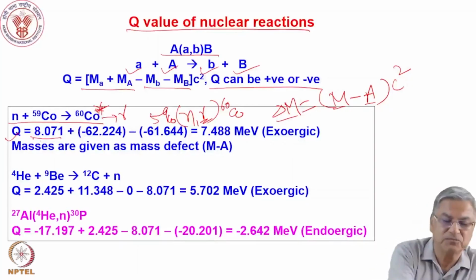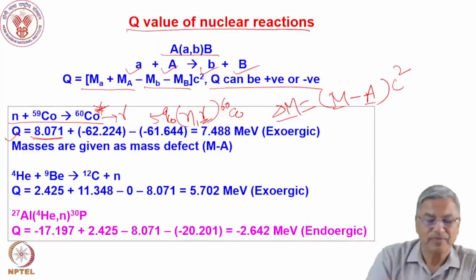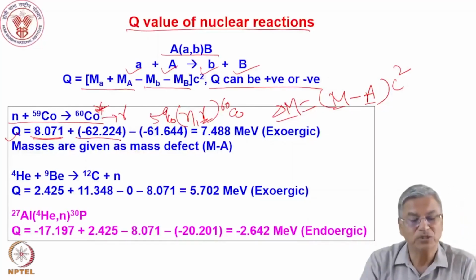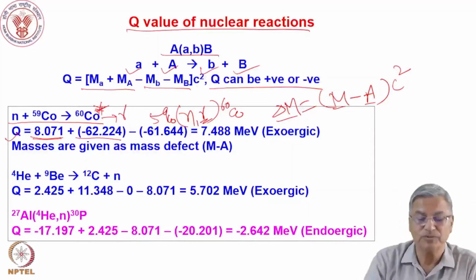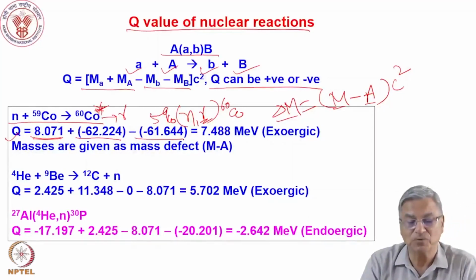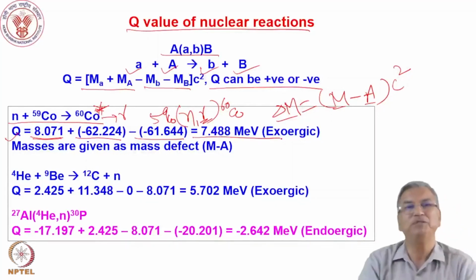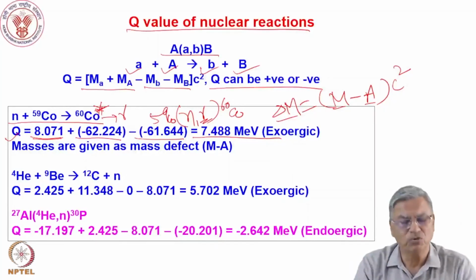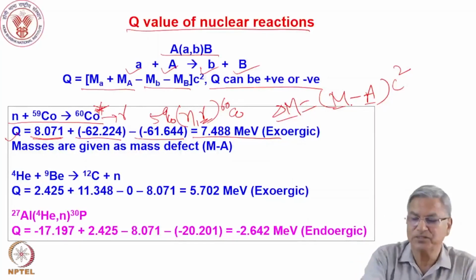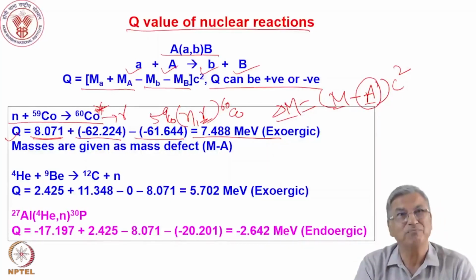That is what is written: the mass of a neutron, 8.071, plus the mass defect of cobalt 59, which is minus 62.224, minus the mass defect of cobalt 60, minus 61.644, so that is equal to 7.488 MeV. One thing you must note here is that though I am writing mass defects, the delta A value for a nuclear reaction is 0 because the mass number is conserved.